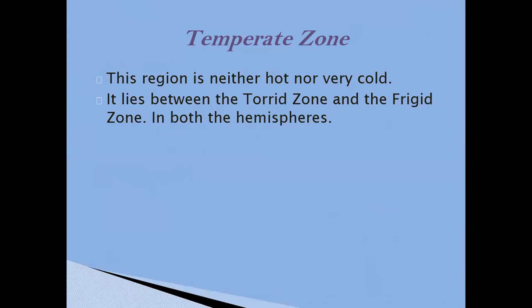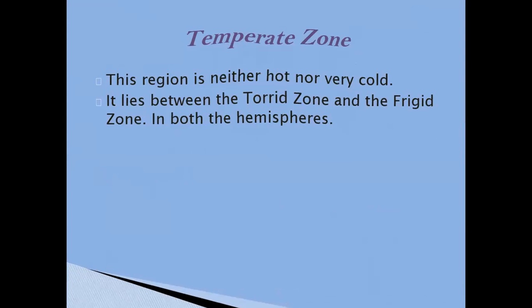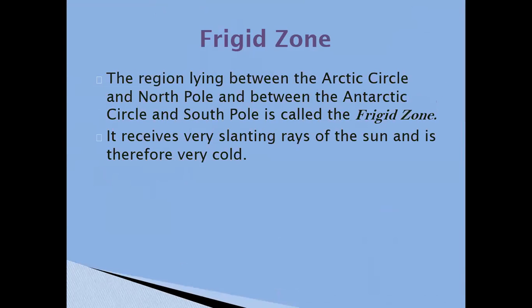Temperate zone. This region is neither hot nor very cold. It lies between the torrid zone and the frigid zone in both the hemispheres. Frigid zone. The region lying between the Arctic Circle and North Pole and between the Antarctic Circle and South Pole is called the frigid zone. It receives very slanting rays of the sun and is therefore very cold.